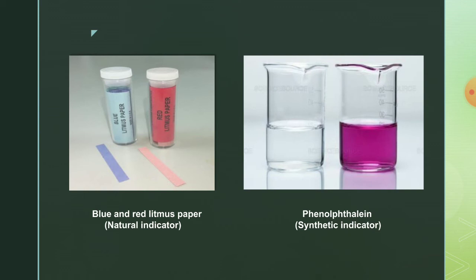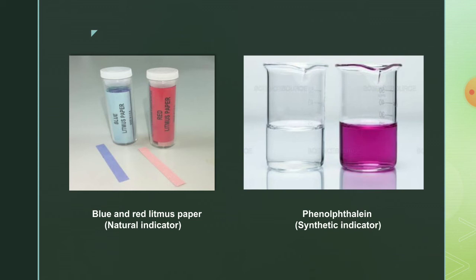Similarly, how do you confirm the substance is a base? When red litmus paper comes in contact with a base, it turns blue. In this way, we can identify whether a substance is an acid or base by the indicator, that is the litmus paper. So with the help of color, we can identify whether the substance is an acid or base.